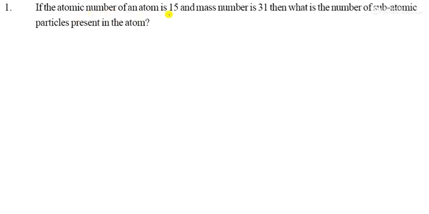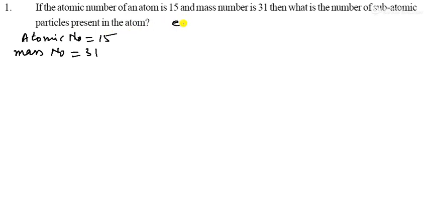The atomic number of the atom is 15. So you can write here atomic number, it is given as 15. And the mass number is 31. So you can write here mass number, mass number is 31. Then what is the number of subatomic particles present?